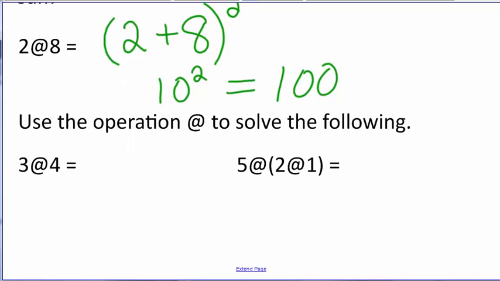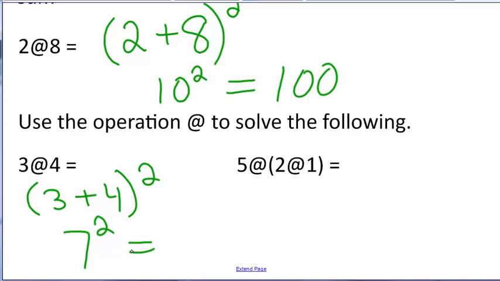Same thing, I want to add both of these numbers together and then square it. So I'm going to add 3 and 4 together, 3 plus 4, and then I want to square it. So 3 plus 4 is 7, and 7 squared is equal to 49.